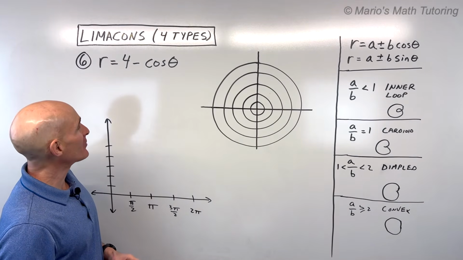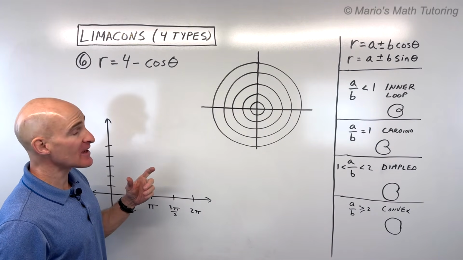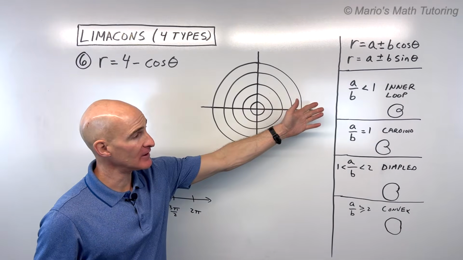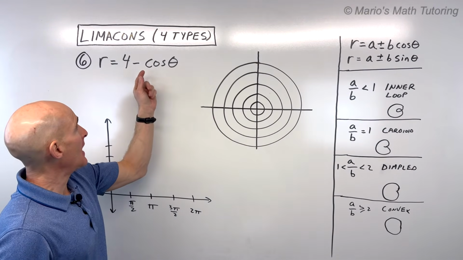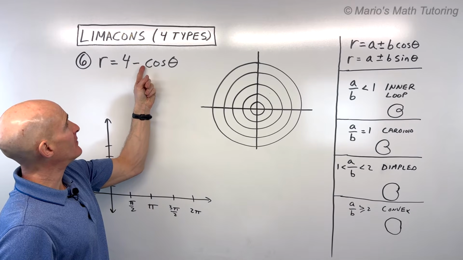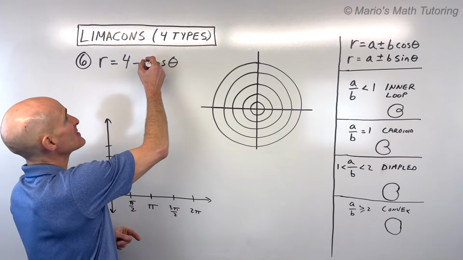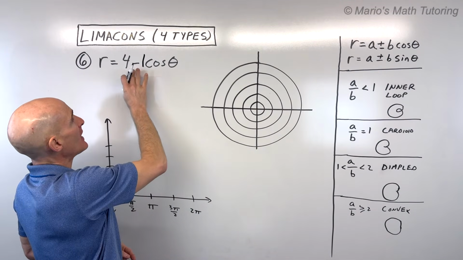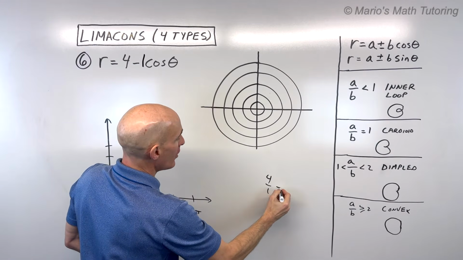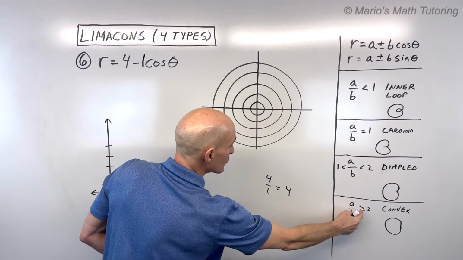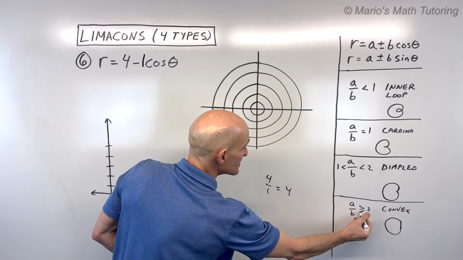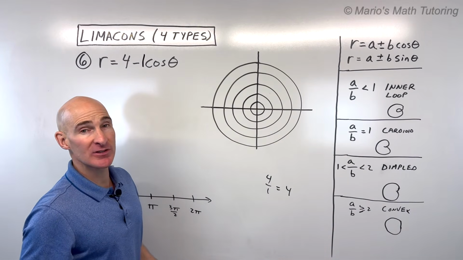Okay, so how do we graph this? Well, first thing I like to do is figure out what type of Limaçon we are dealing with. And I have to take the ratio of a divided by b. Now, there's not a b here, which means it's understood to be a 1. So a over b is going to equal 4 over 1, which is 4. That's greater than or equal to 2. That tells us that it's a convex Limaçon.